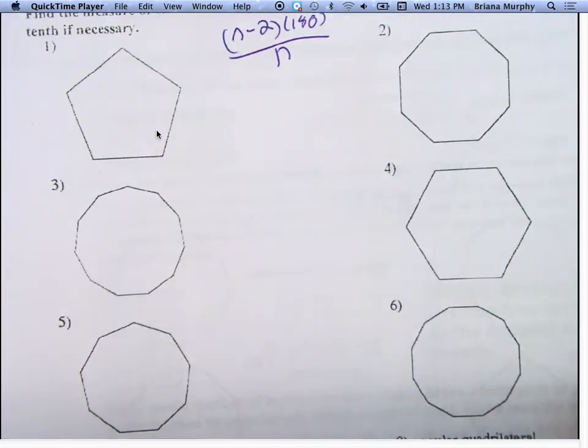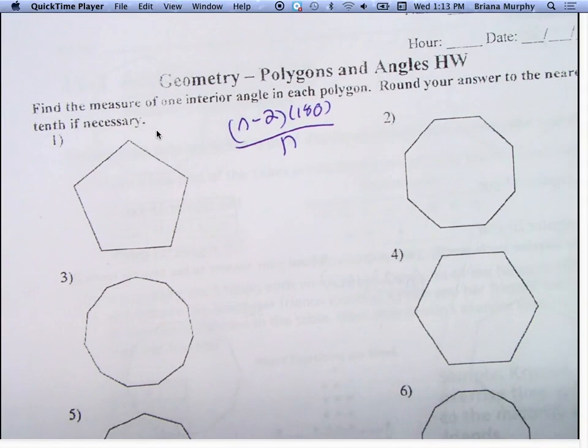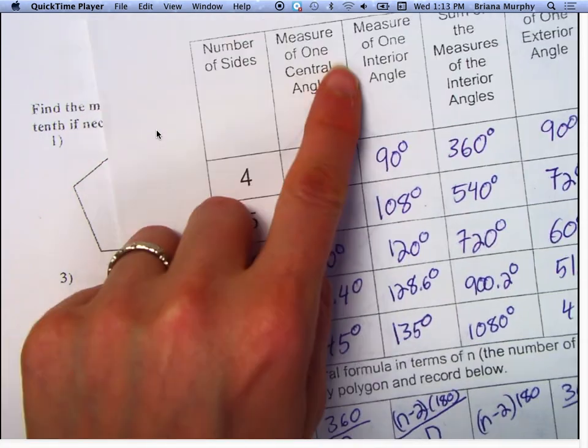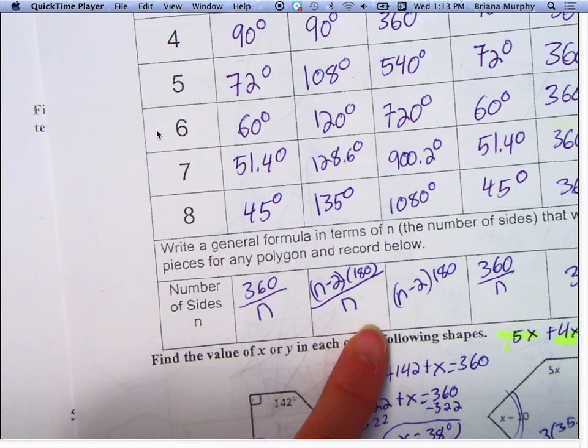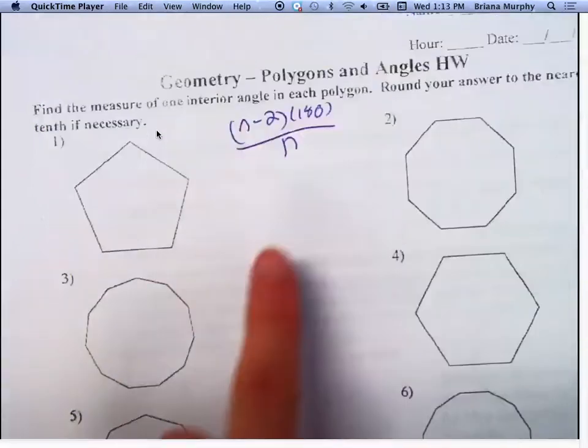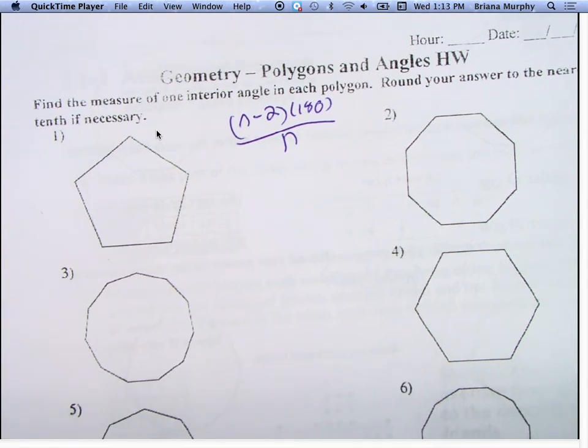Right here, excuse me, this is how to do your homework. You want to focus. We need to find the measure of one interior angle in each polygon. Round your answers to the nearest 10. So if you look right under, find the measure of one interior angle. That's my equation right there at the bottom: n minus 2 times 180 over n. So I might write that next to it so I know which equation to use. Those are for the first 10.